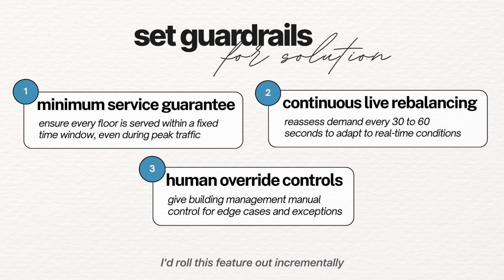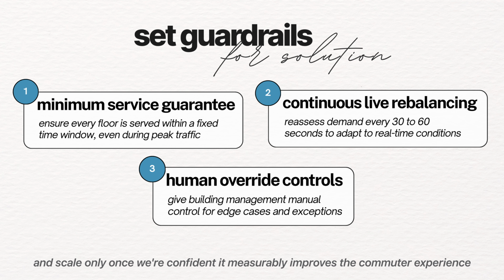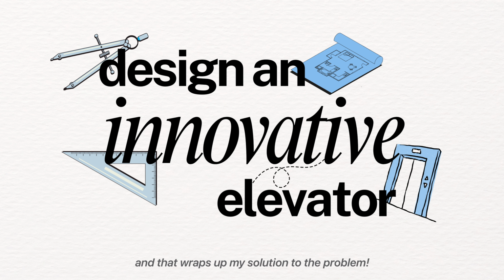I'd roll this feature out incrementally. This allows us to prove real impact, refine the system under real-world conditions, and scale only once we're confident it measurably improves the commuter experience. And that wraps up my solution for this problem.